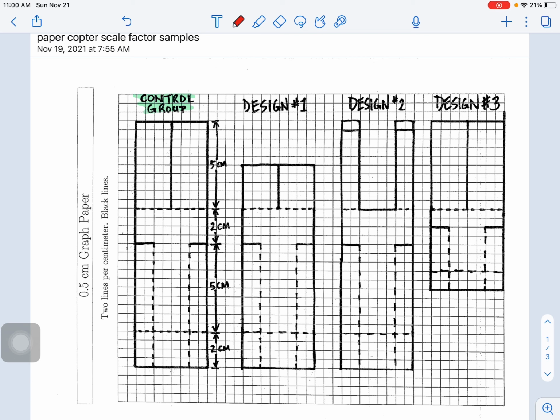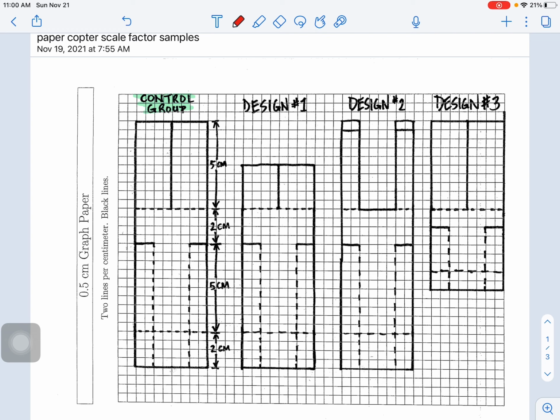Remember, our goal in this lab, in this experimental design and engineering challenge, is to create a paper copter that hangs in the air the greatest amount of time. That is our goal. So without further ado, I'm going to jump into design number 1.